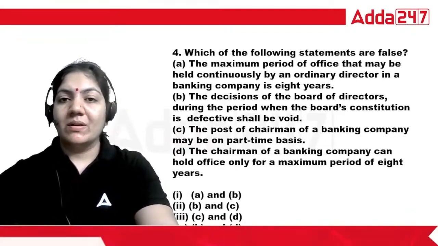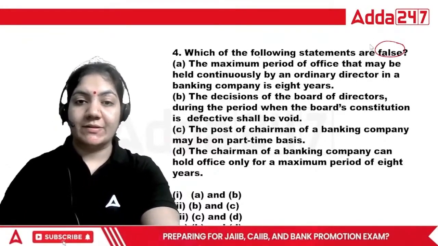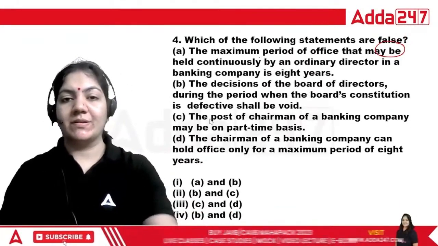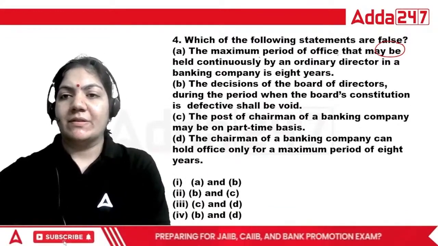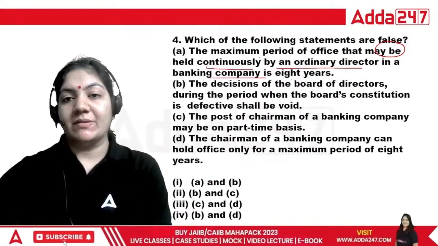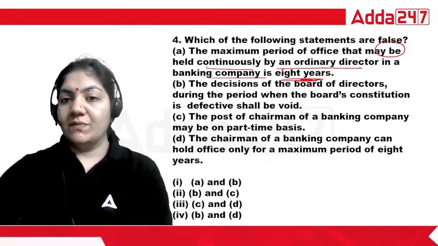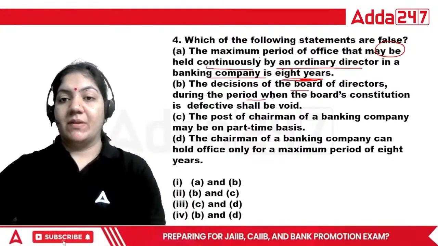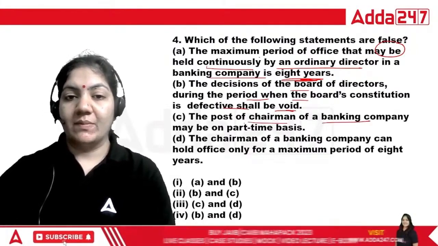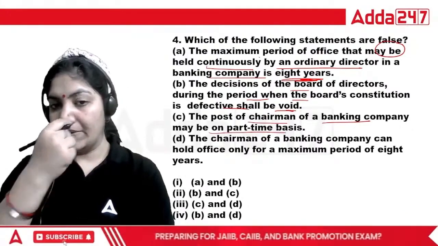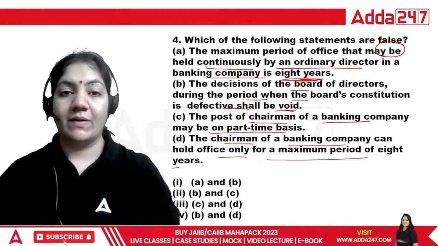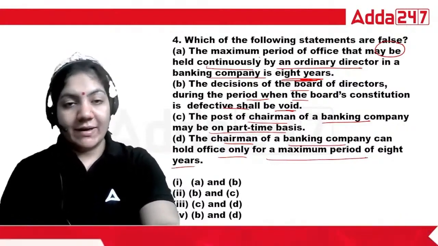Which of the following statements is false? The first one: the maximum period of office that may be held continuously by an ordinary director in a banking company is 8 years. Second: the decision of the board of directors during the period when the board constitution is defective shall be void. Third: the post of chairman of a banking company may be on a part-time basis. Fourth: the chairman of a banking company can hold office only for a maximum period of 8 years. So which of the following is the right answer for this question?